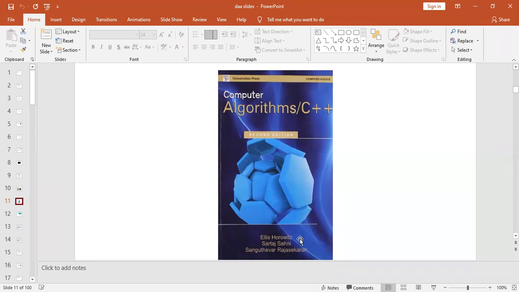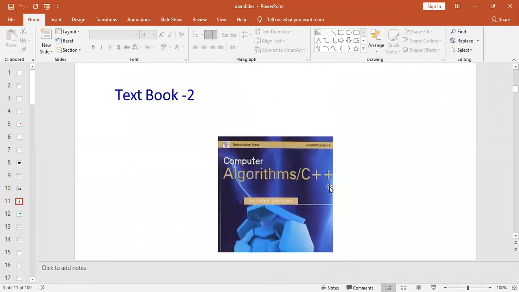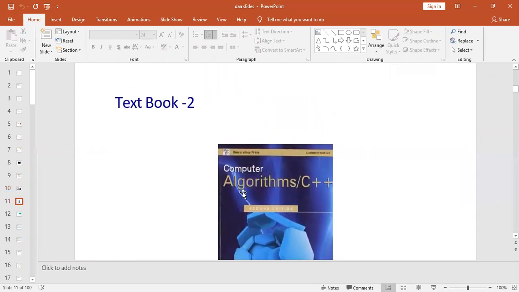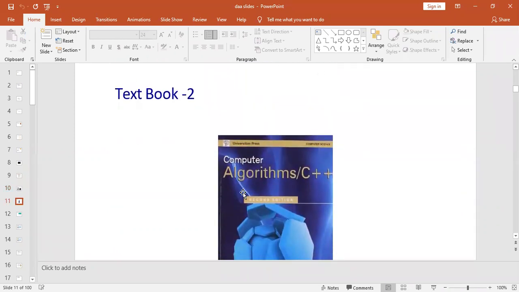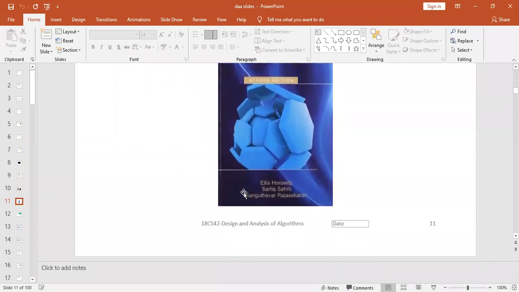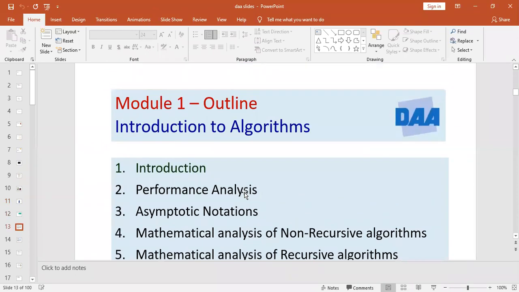So these two books you are going to use for all 5 modules, because from module 1 itself you are not using just one book. We are going to use 2 books. So who are the authors you have to refer? The first is DAA using Anany Levitin, and textbook 2 is Computer Algorithms using C++, by Sartaj Sahni or Ellis Horowitz. So you can go with this particular link also.